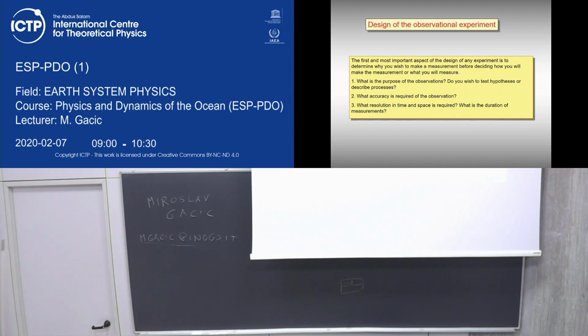These are the measurements that we can design in order to respond to a specific question. So we can put the question and then try with the measurements, observations, to respond to the question.